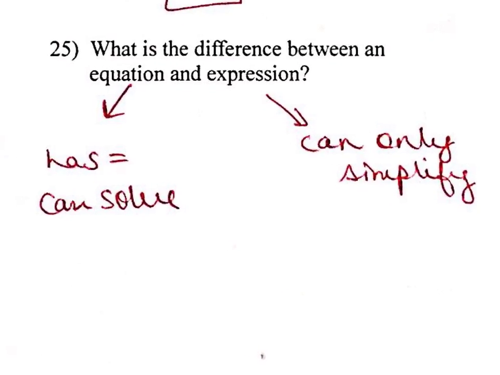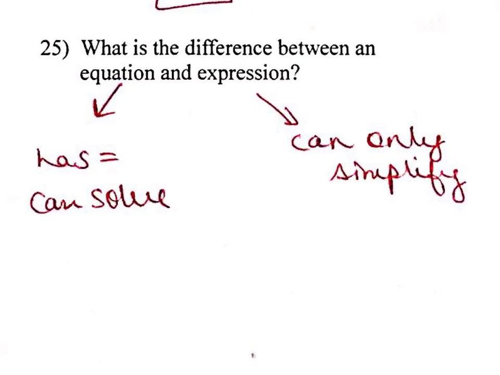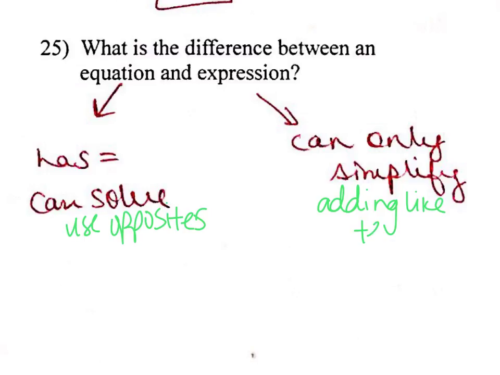25, what's the difference between equation and expression? You all already know that. An equation has an equal sign and you can solve it. An equation's also one that you're going to use opposites on, right, to eliminate things. Expressions you can only simplify, so we can't solve and say that x equals anything, and here is where you're going to be adding terms together, adding like terms. So no opposites if you don't have an equal sign.